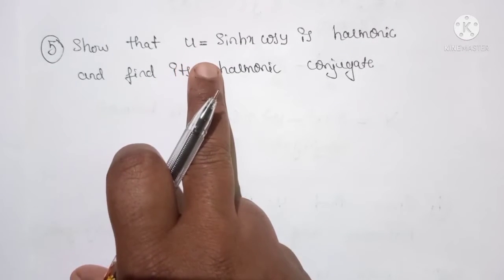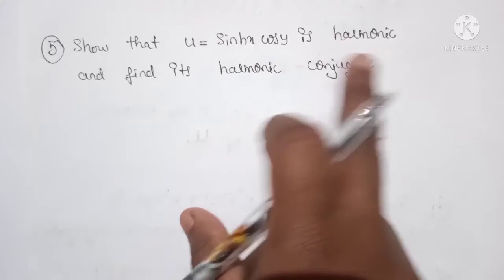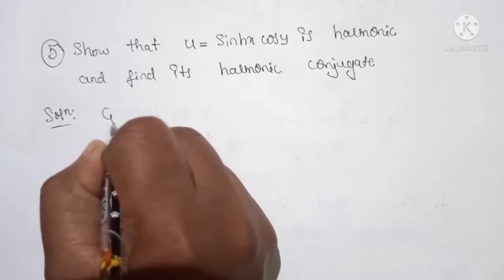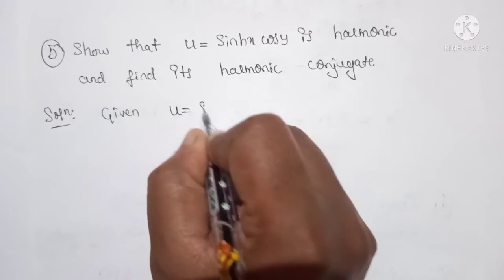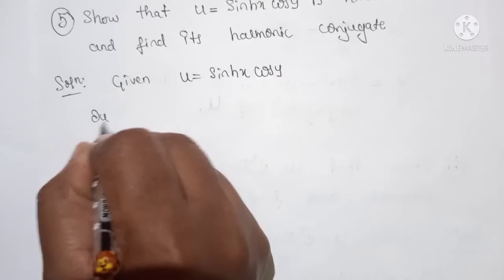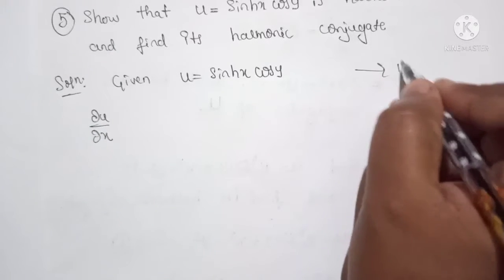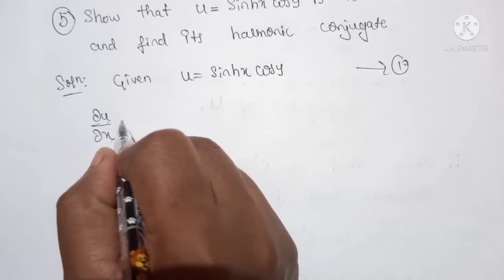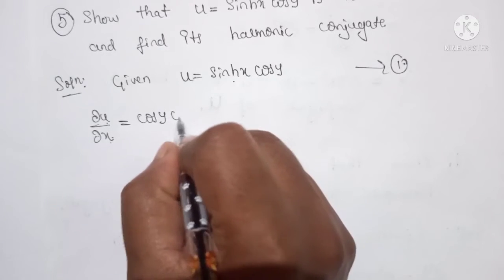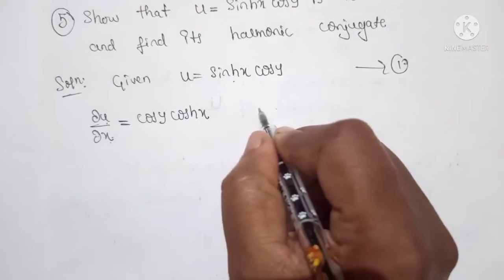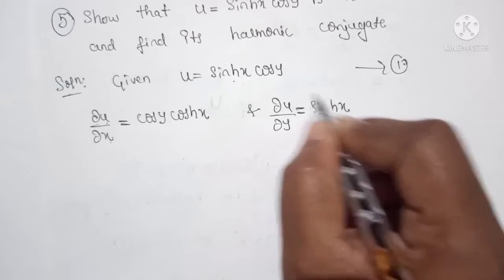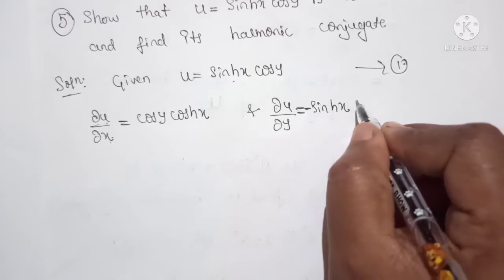Show that u equals sinh x cos y is harmonic and find its harmonic conjugate. Solution: the given function is u equals sinh x cos y. Differentiating this, we get ∂u/∂x. First let us consider this as equation 1. Now ∂u/∂x: differentiating with respect to x, cos y being constant, the derivative of sinh x is cosh x, and ∂u/∂y: sinh x constant, the derivative of cos y is minus sin y.